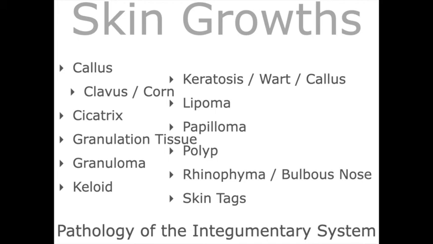Rhinophigma, also known as bulbous nose, is hyperplasia of the tissues of the nose. This condition is often associated with rosacea. Skin tags are small, flesh-colored or light brown growths that hang from the body by fine stalks. Skin tags are benign and tend to enlarge with age.